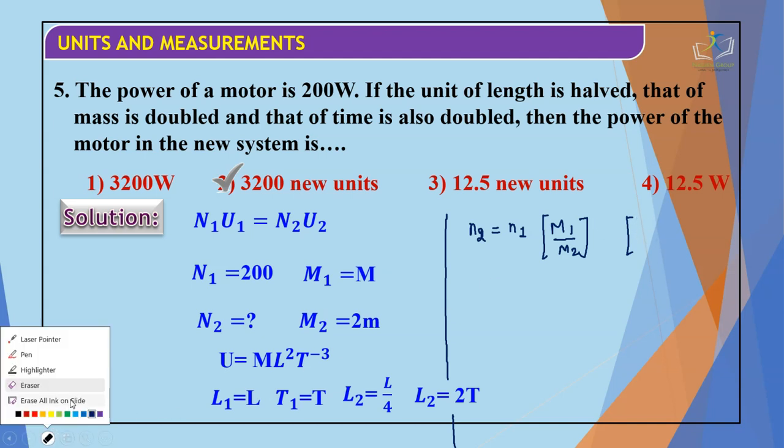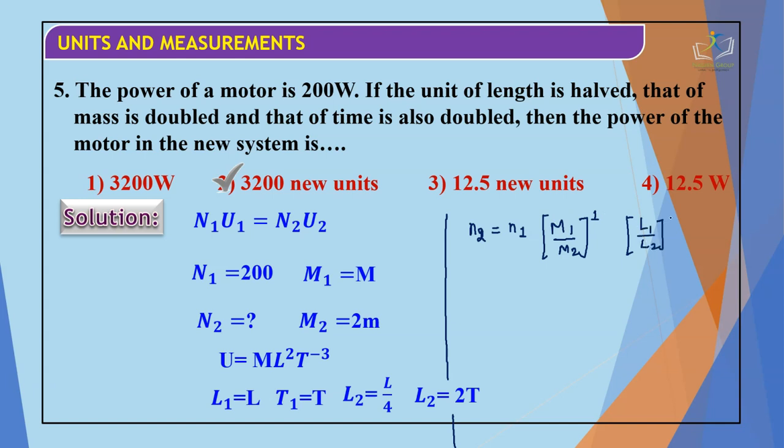Directly we are putting the power also. So (M1/M2)^a, that means 1, (L1/L2)^b, that means here it is given 2, and (T1/T2)^-3. As in the question, M1 is M and this will be 2M. Next this will be half, so L and then L by 2. Next T and then T by 2.